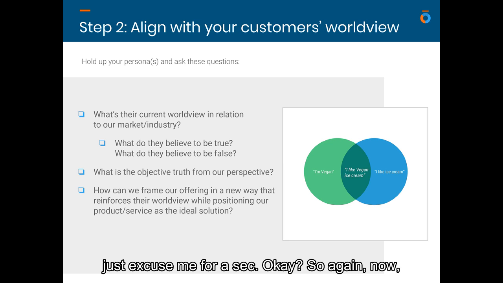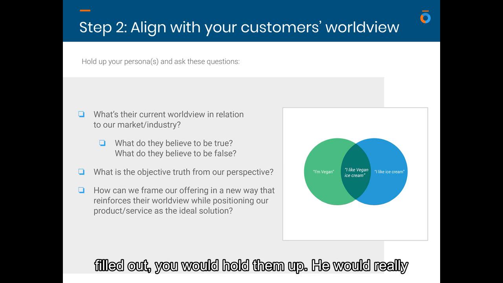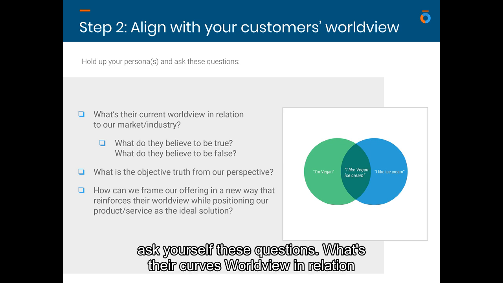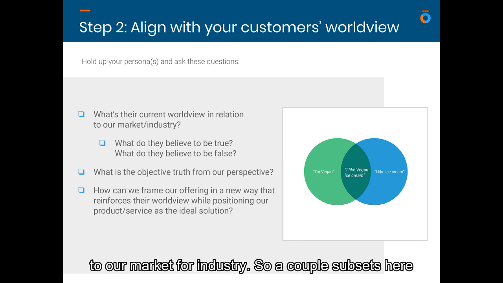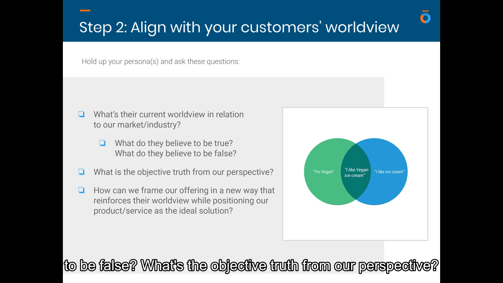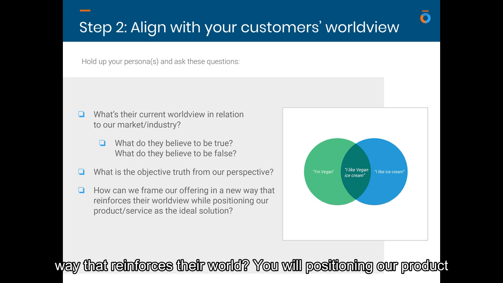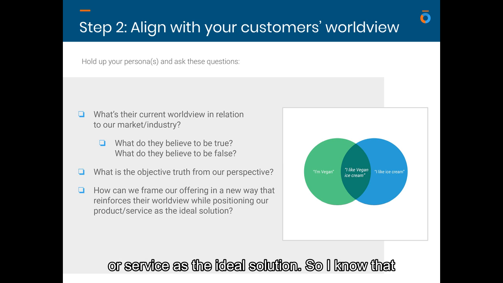So again, at this step, if you've got your personas identified and filled out, you would hold them up and you would really ask yourself these questions. What's their current worldview in relation to our market or industry? So a couple subsets here. What do they believe to be true? What do they believe to be false? What's the objective truth from our perspective? And how can we frame our offering in a new way that reinforces their worldview while positioning our product or service as the ideal solution?